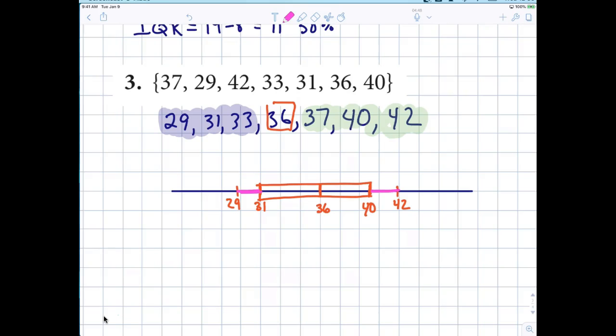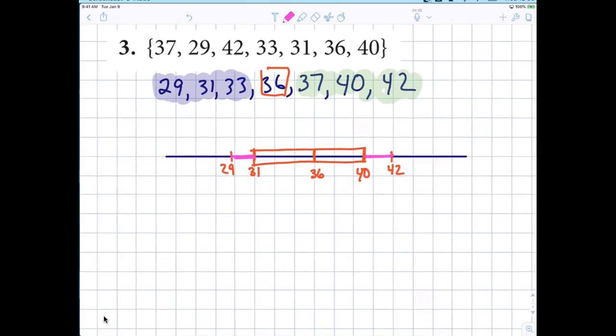All right, now I want to hear someone tell me the interquartile range. What's the interquartile range? 31. Very good. Except 40 minus 31 is what? 9. The interquartile range is 9.